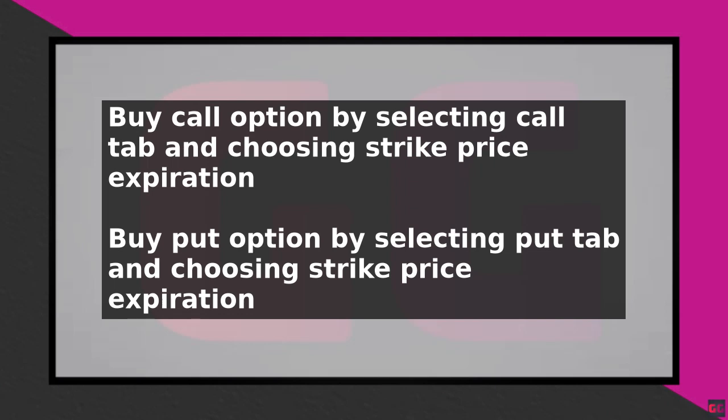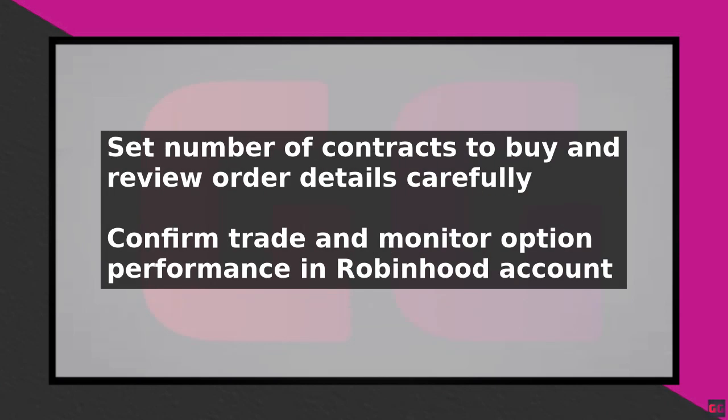After selecting the option you want to trade, you can set the number of contracts you want to buy and review the order. Make sure to check the premium, which is the price of the option, and the potential profit and loss. Finally, click the Confirm button to place the trade. Your option will be executed immediately, and you can monitor its performance in your Robinhood account.